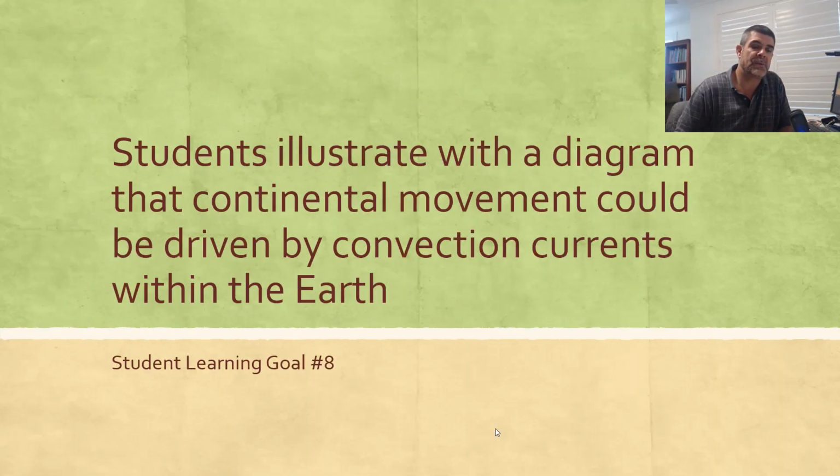Now what we need to do is illustrate with a diagram that continental movement could be driven by convection currents within the Earth. In actual fact, we're going to have a look at two contrasting theories here, but we're going to focus on convection currents because convection currents is a really nice story to link with plate tectonics to together produce a mechanism which allows us to really nicely explain these phenomena that we've talked about, including continental drift and seafloor spreading.